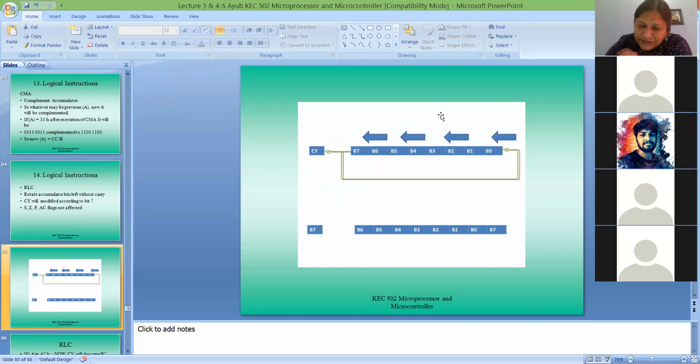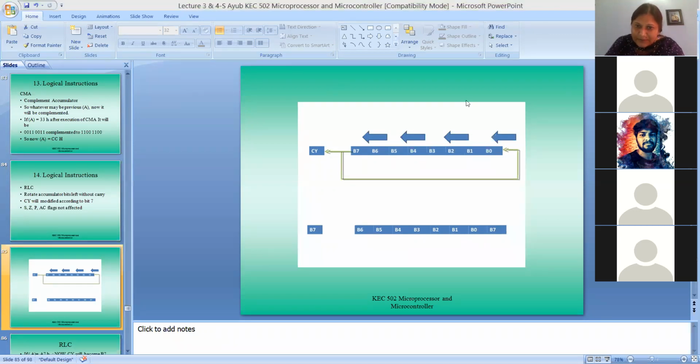So if you write the instruction RLC, that is rotate left without carry. Carry will not be taken into the rotate operation, but the contents of the carry flag will be modified. How is it modified? When we talk about rotate left, it means toward the left hand side, and all the bits will be rotated left. So when you rotate, B0 moves to this place.